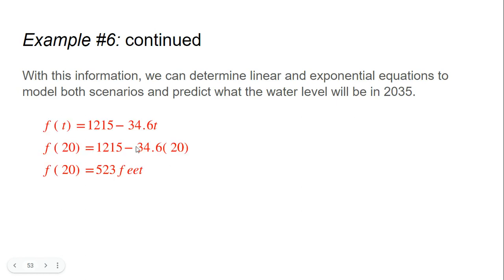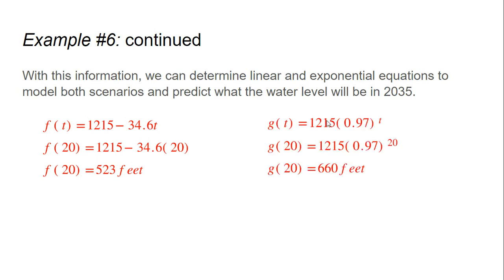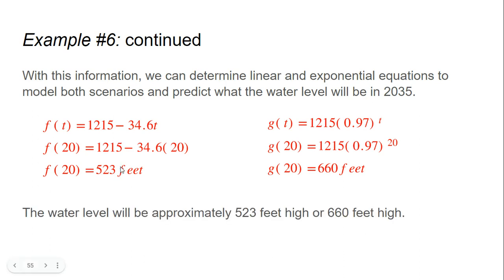So now that I have an equation, 1,215 minus 35 feet each time, and 1,215 times 97% each time, I can just plug in 20, which is 20 years from now, going to be 2035, at least when we started this problem in 2015. And that gives me an estimate if we're using a linear model of about 523 feet. If I'm using an exponential model, it'll be about 660 feet.